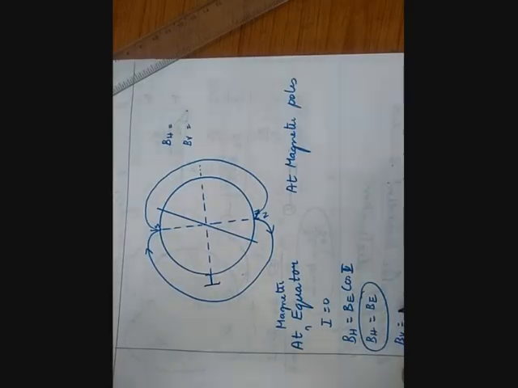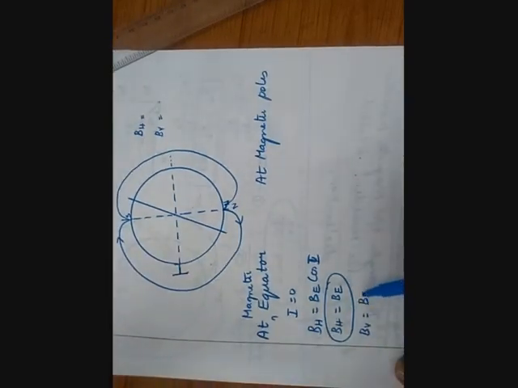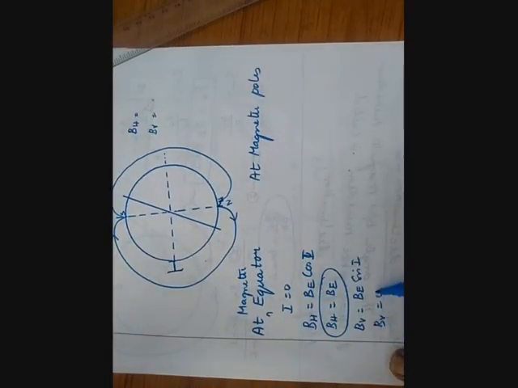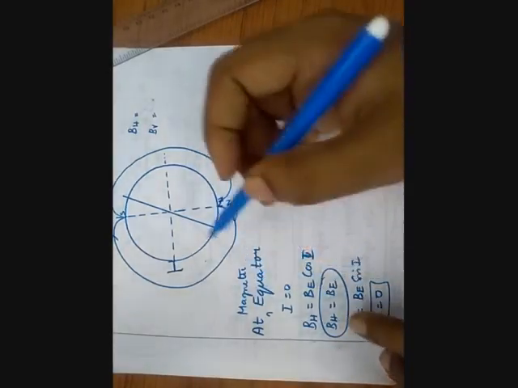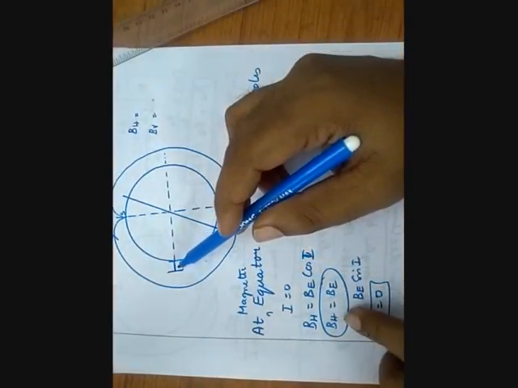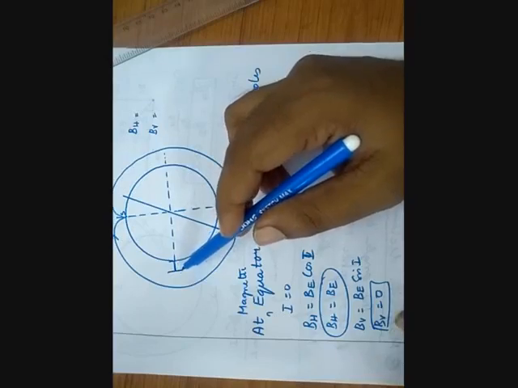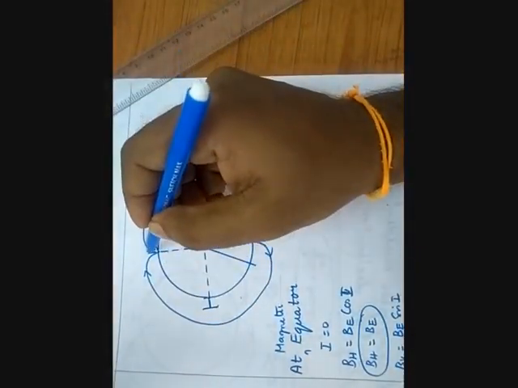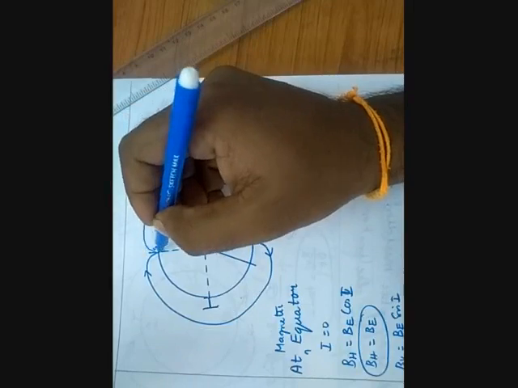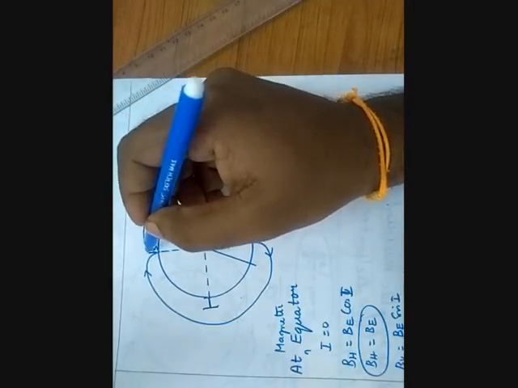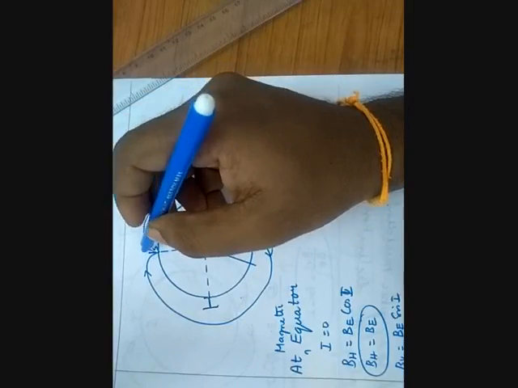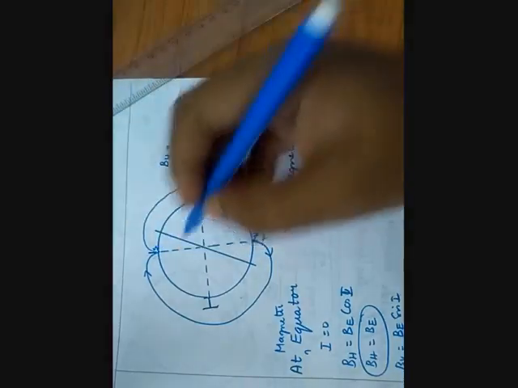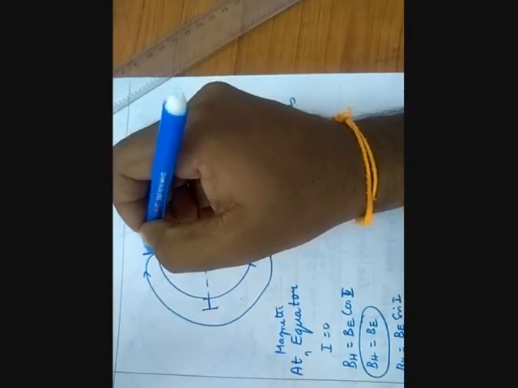The vertical component BV equals BE sin I. We know sin 0 is 0, so BV is equal to 0. At the magnetic equator, the horizontal component of the earth's magnetic field is maximum and the vertical component is 0. Next, if we place a compass needle at the poles, the magnetic needle comes to rest perpendicular to the surface of the earth.